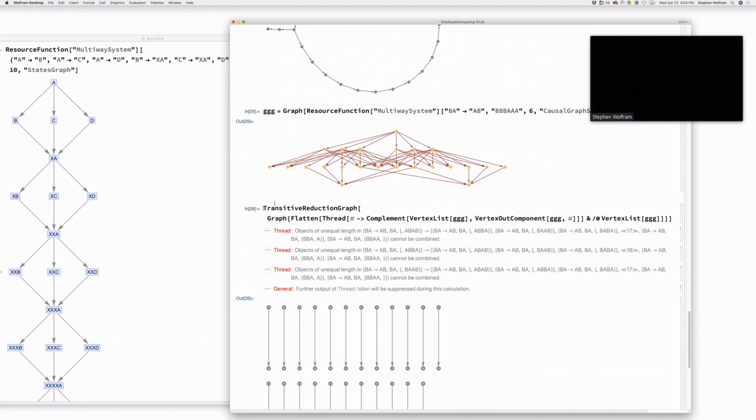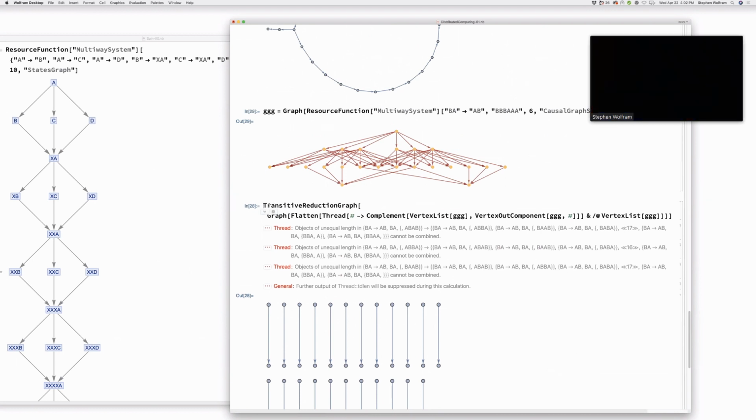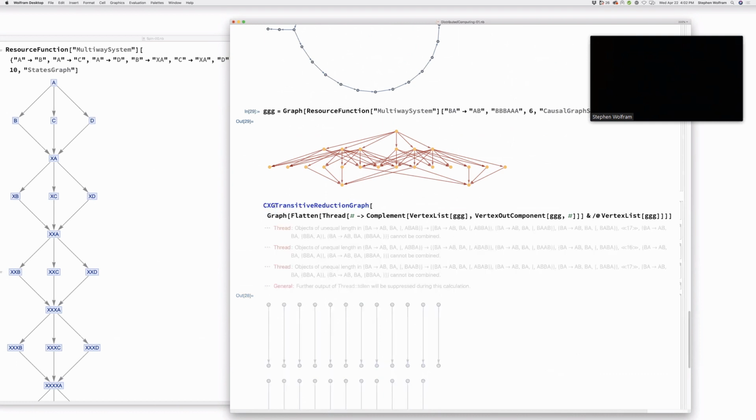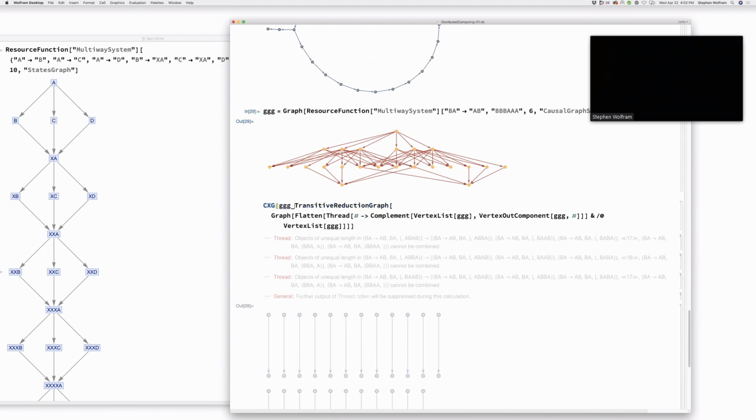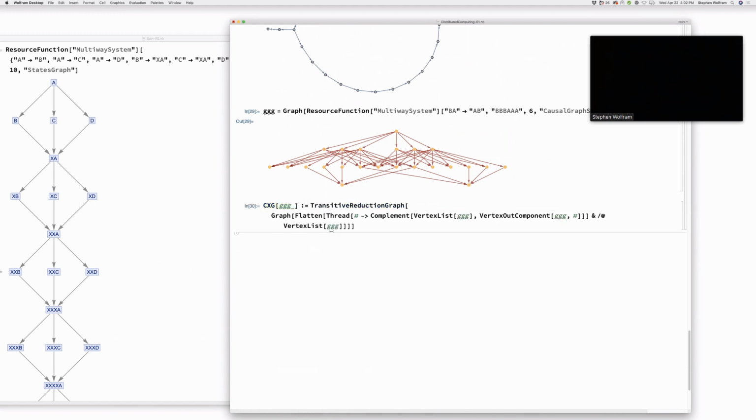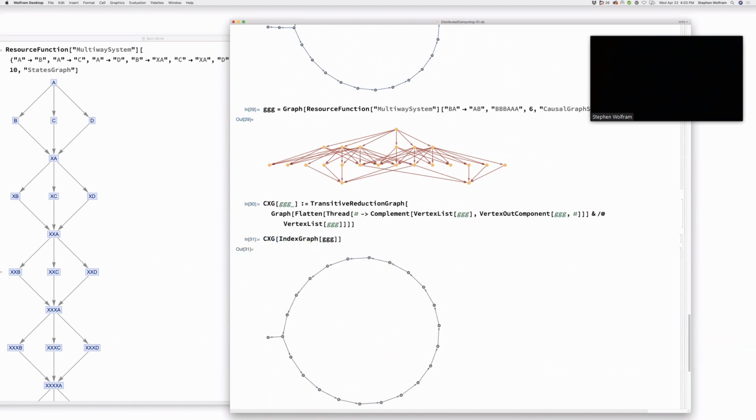Okay, so this is, I don't know what we call this. This is a causal exclusion graph. Bad name, but let's just do this anyway. And then let's say here, causal exclusion graph of the index graph of GGG. Okay, what is going on here?